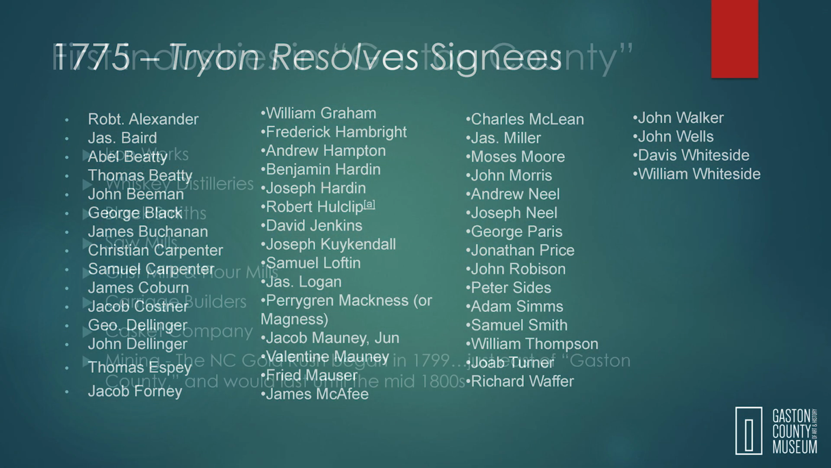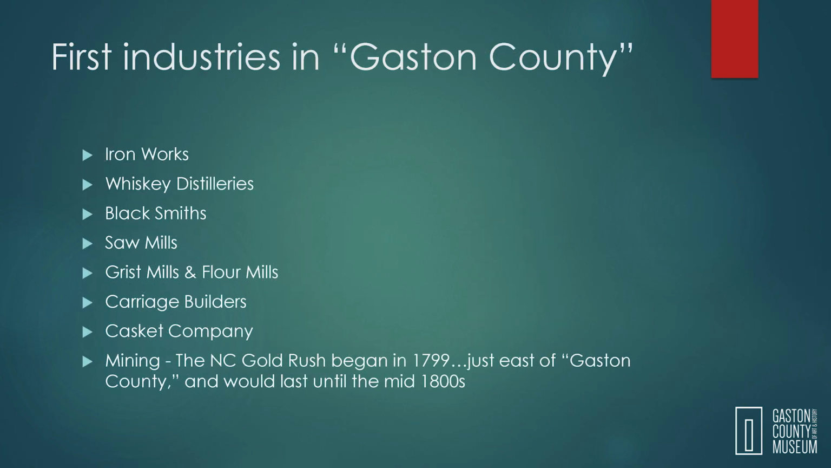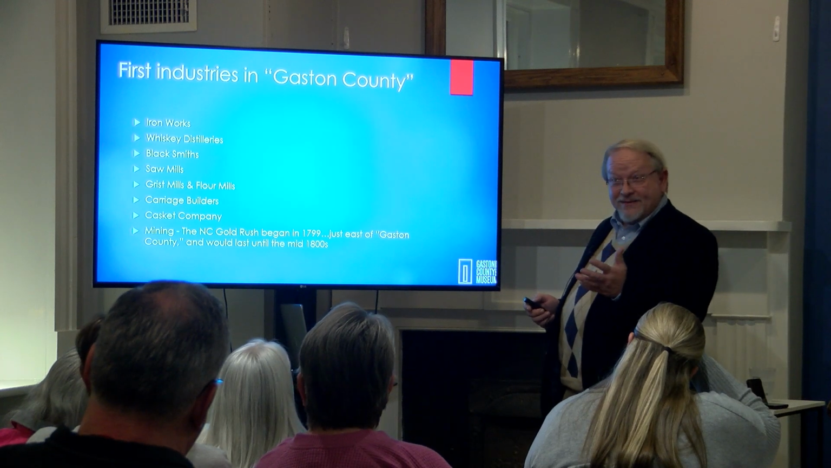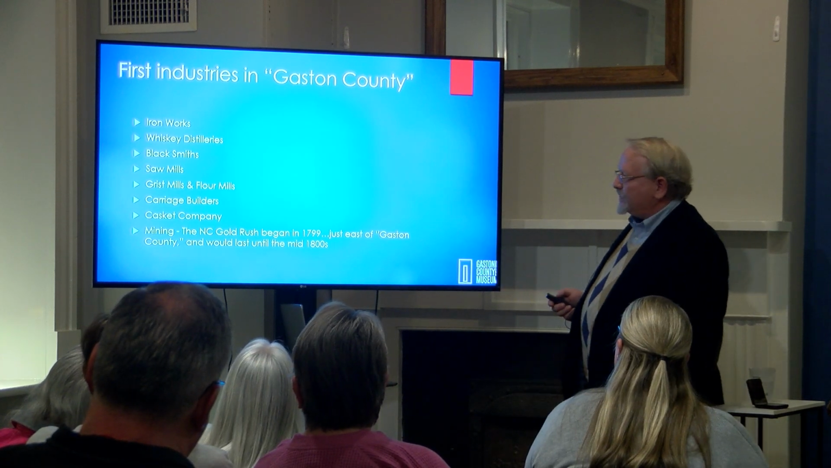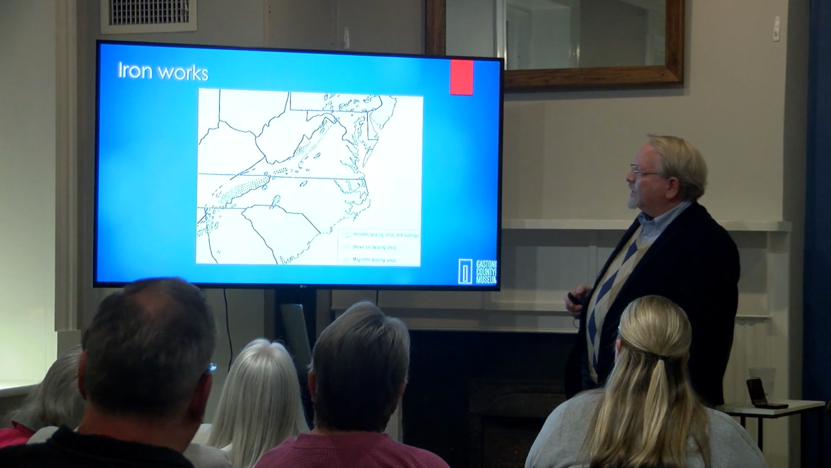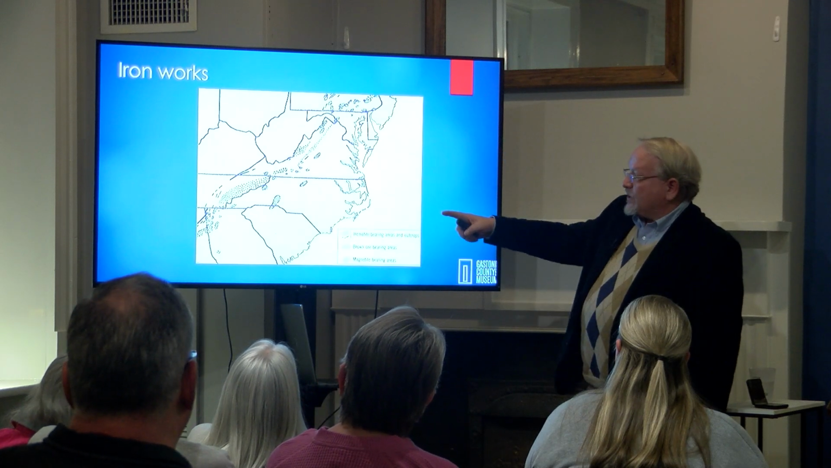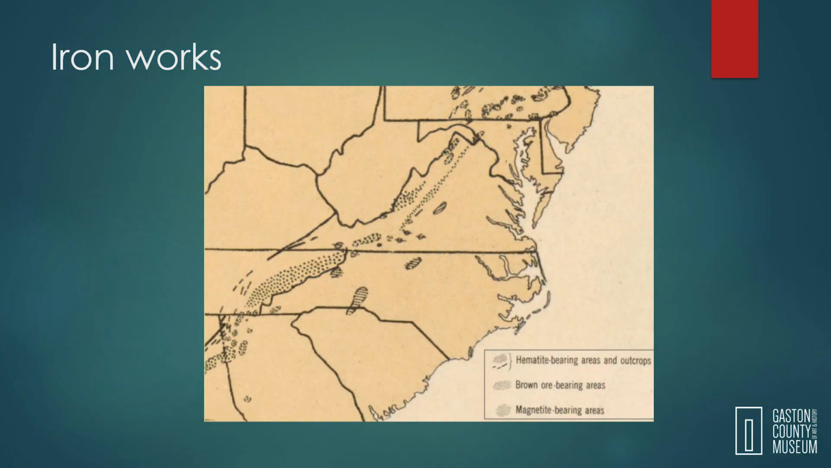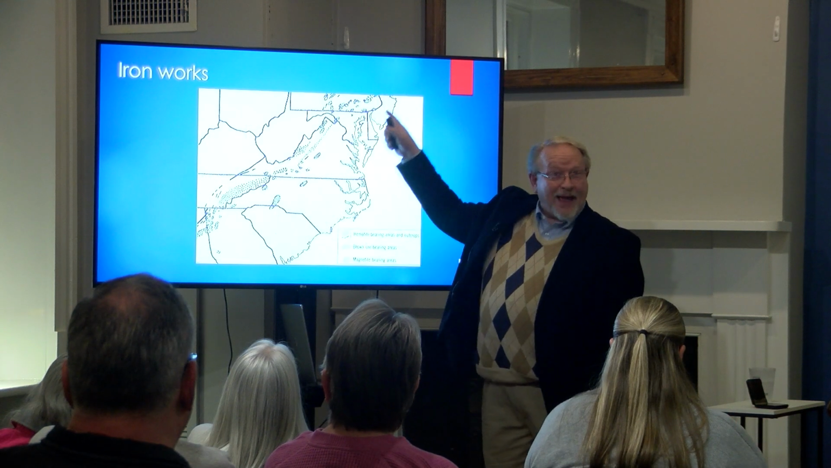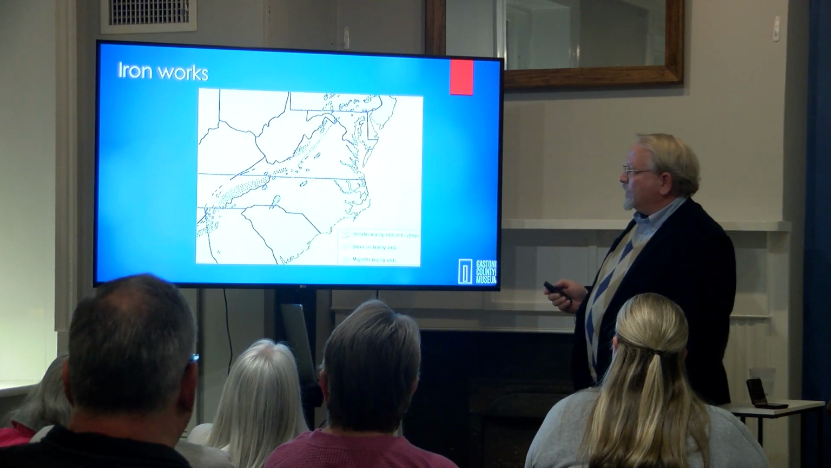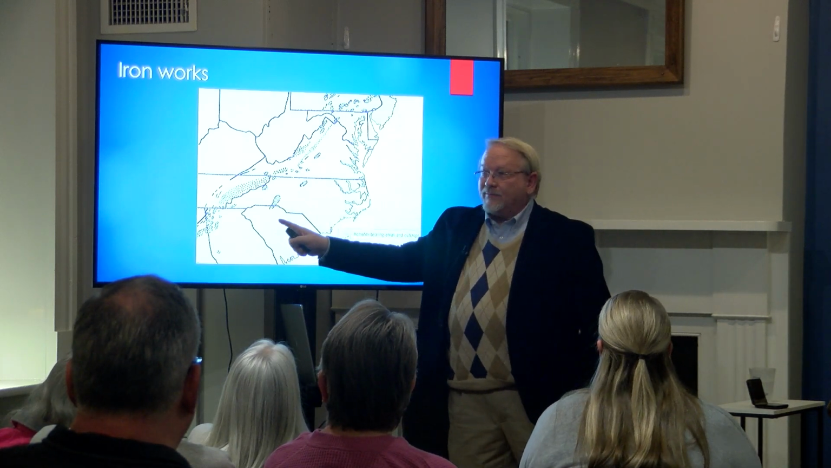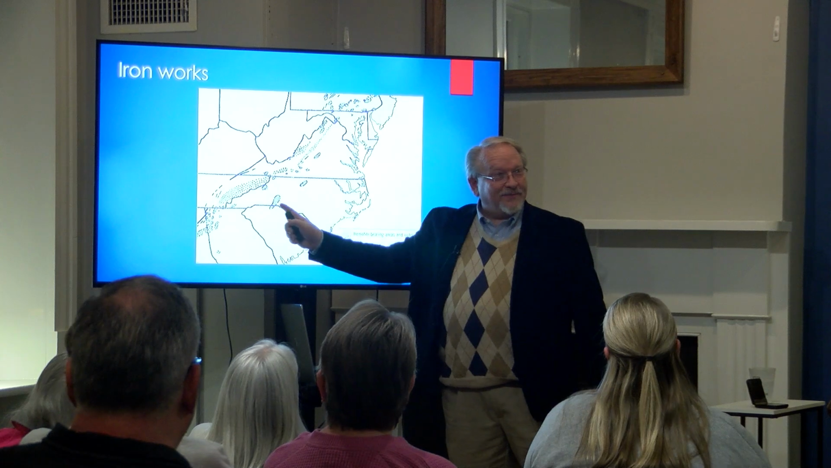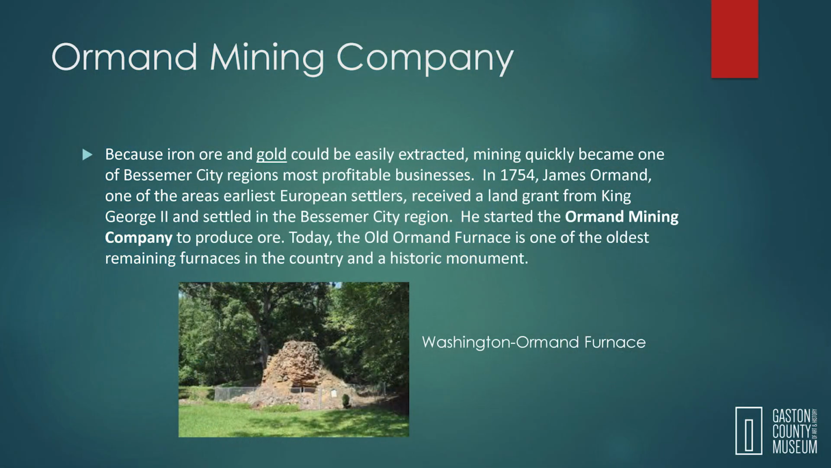And then our first industries in the county were not textiles. That didn't come around until 1848. So these were some of the first industries. This was the early map showing the areas where gems and minerals and precious metals were being found. Mainly the Appalachian Mountains is where they were found. But we had one big pocket right where Gaston County is. So mining popped up here.